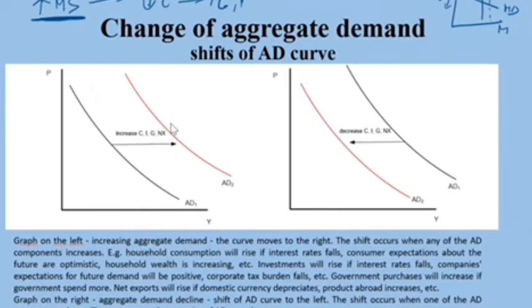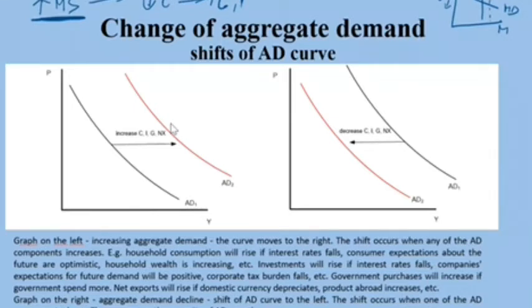Or net export we can have higher if the domestic country imposes, for example, some taxes or duties, yeah, on imported goods, and so on. So, if we increase consumption, investment, government purchases, or net exports, we move this curve to the right, and if we decrease these items, we move this curve to the left, yeah.